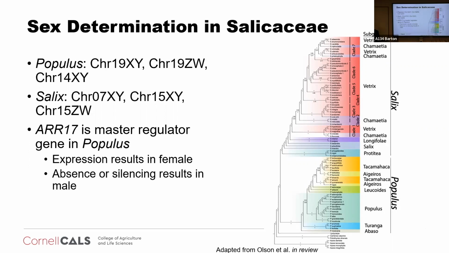Notably, in poplar, ARR17 has been implicated as the single-gene master regulator of sex throughout this genus, such that its presence and expression results in female, and a lack of expression, either through its absence or through its silencing, results in male floral development. This appears to be conserved across Populus. However, we're really interested in seeing whether this gene is also involved in willow. Is it not? How is the system different in willow? Clearly this sex determination system has changed multiple times, so we really want to characterize that further in the willows, and specifically the shrub willows.